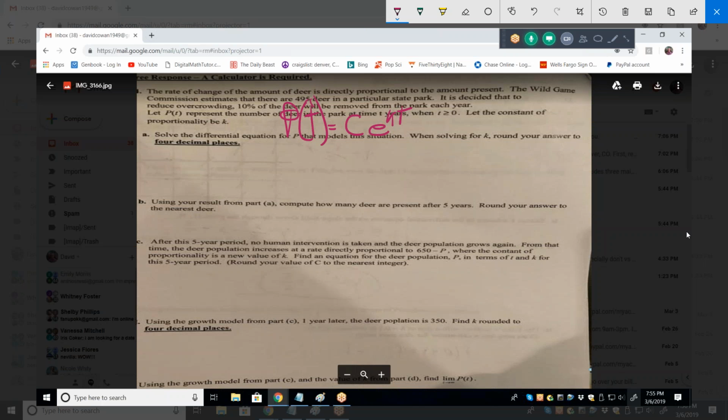Well, we know, and I did most of this already, that at time 0, there's 495. So if I solve that, I get c equals 495. You with me? Okay. So now we know a little bit more about that equation, which is p of t equals 495 e to the kt.